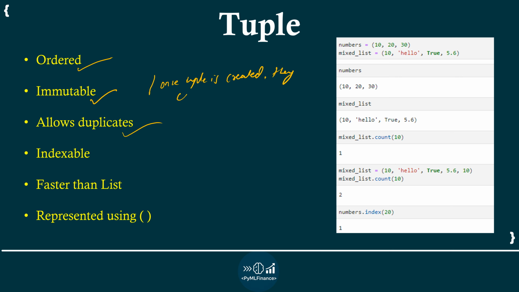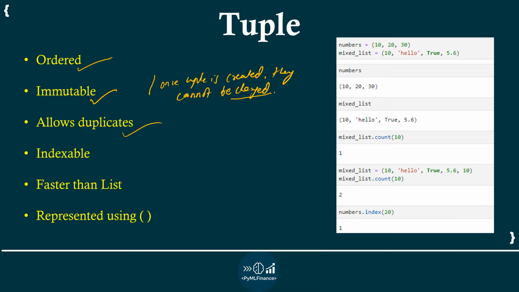they cannot be changed. You should always keep this in mind. They cannot be changed. And hence we don't have any methods for tuples like we had for list, like append, remove, sort, pop, etc. were there for list. We had these methods, but for tuples we don't have these methods.